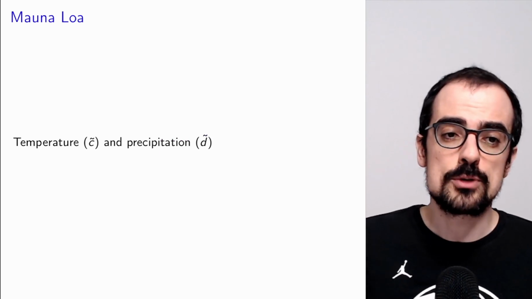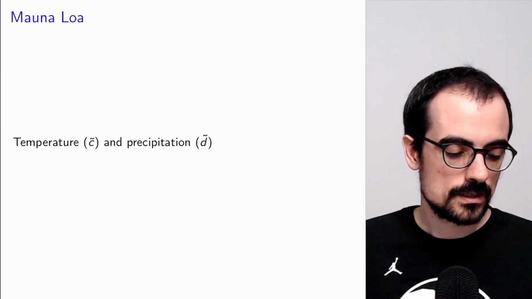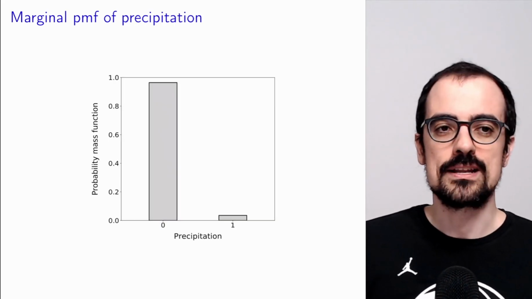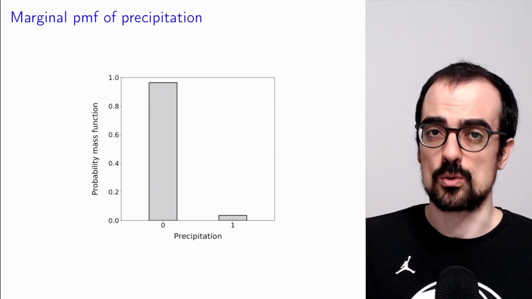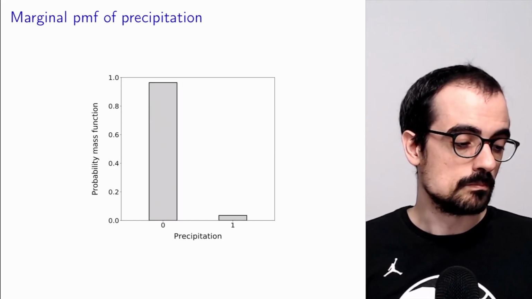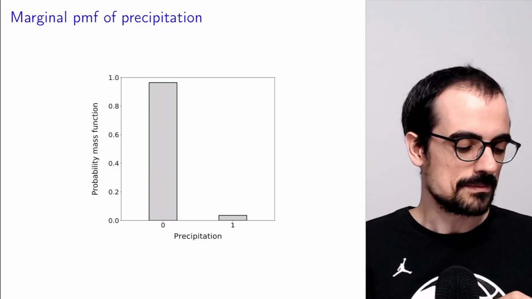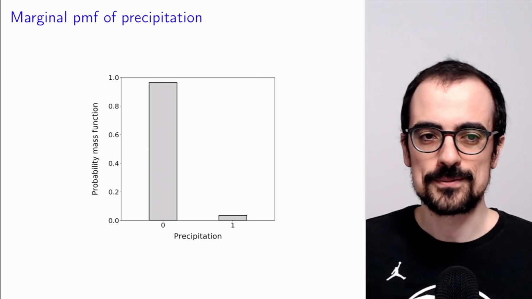Let's take a look at an example. We're going to take a look at the temperature and precipitation at Mauna Loa, which is a volcano in Hawaii. The original data are hourly temperatures and hourly precipitation values. And precipitation is just going to be 0 or 1. So here we see that most of the time there's no precipitation. Sometimes there is some precipitation. This is the PMF of the discrete random variable.